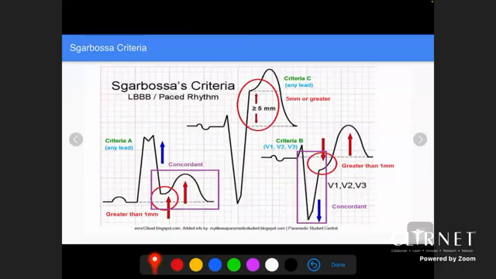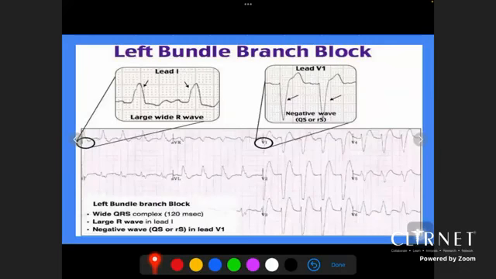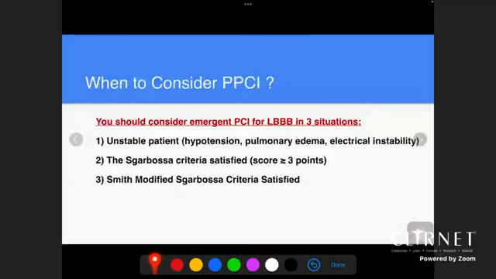So what are these criteria? First, let's go back to the left bundle. In left bundle or classic left bundle, there is a rule of appropriate discordance. What is the rule of appropriate discordance? It means when you have QRS up, you will have the ST down. When you have the QRS down, you will have the ST up. This is the rule in left bundle. So whenever the QRS is looking down, ST will look up. Whenever the QRS looks up, ST will look down. This is the classic left bundle.